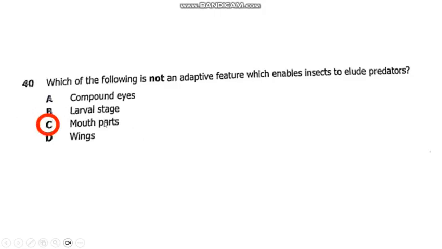So the mouth parts cannot enable an insect to elude the predators because the mouth parts are just used for eating food by insects.